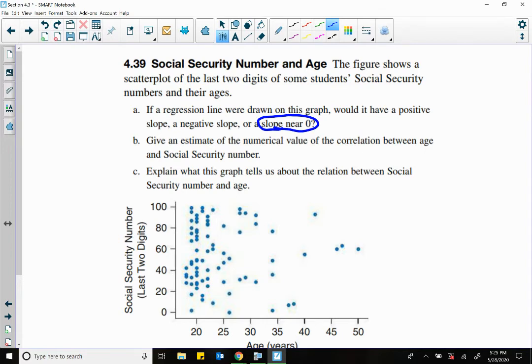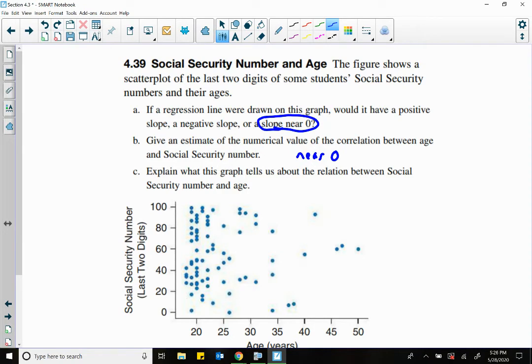So based off of that information, give an estimate of the numerical value of the correlation between the age and the Social Security number. So remember, we talked about that. If there is no trend, then the correlation coefficient should also be near zero. If the linear regression line has a slope near zero, then so is the correlation coefficient near zero.